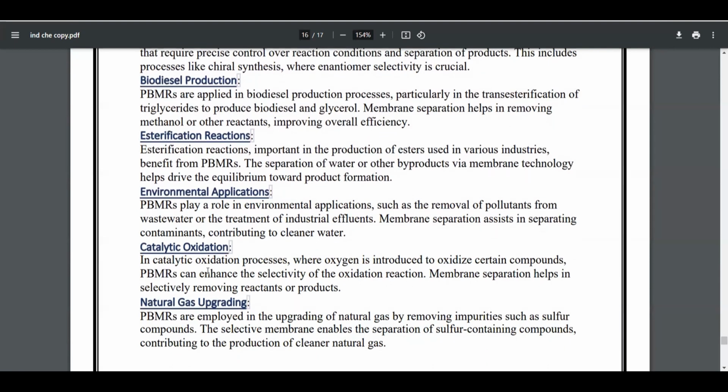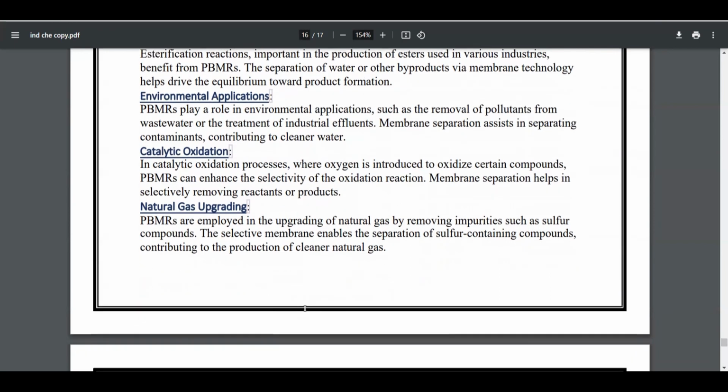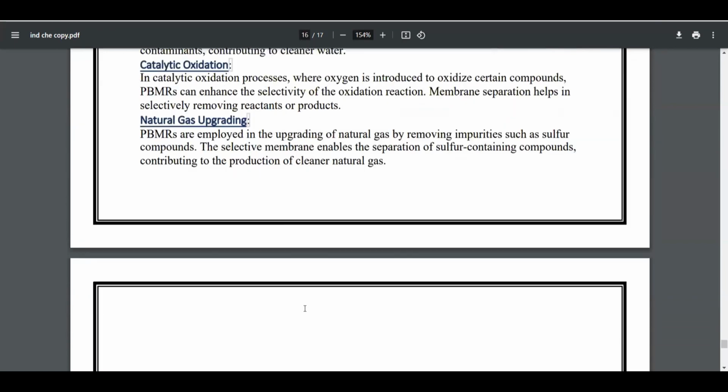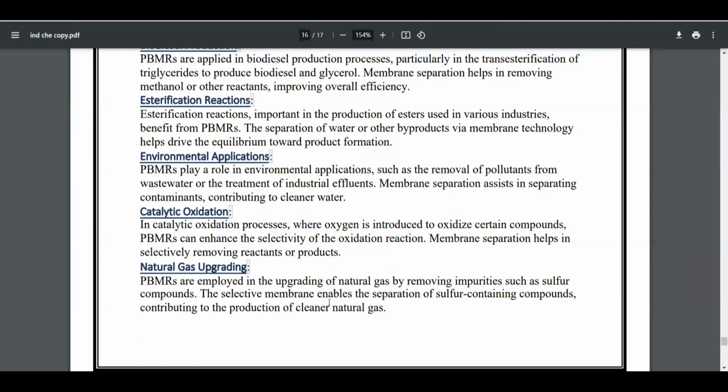These kinds of reactors are also used in esterification reactions and then environmental applications. With the separation of water or other byproducts via membrane technology, it helps drive the equilibrium towards product formation. And in environmental applications, they are used for the removal of pollutants from wastewater and the treatment of industrial effluents. In catalytic oxidation processes, oxygen is introduced to oxidize certain compounds, and these reactors enhance the selectivity of the oxidation reaction, and membrane separation helps in selectively removing reactants or products.